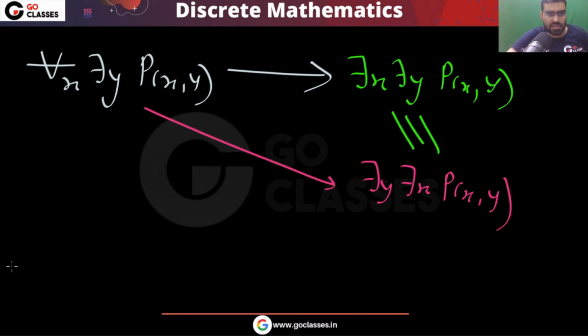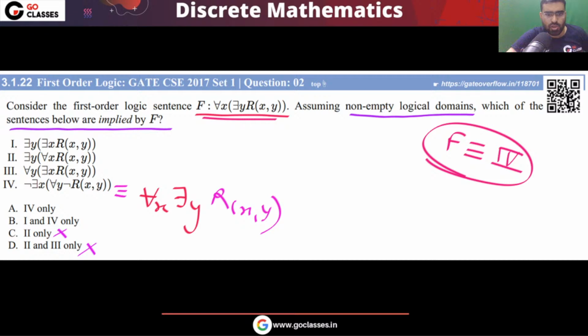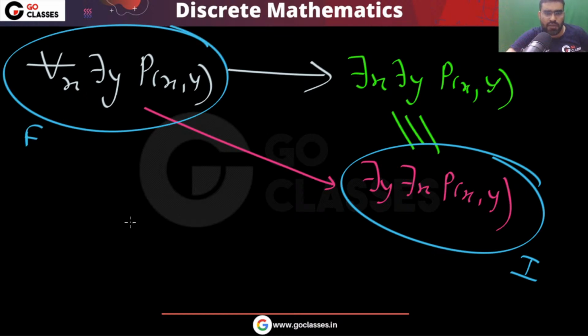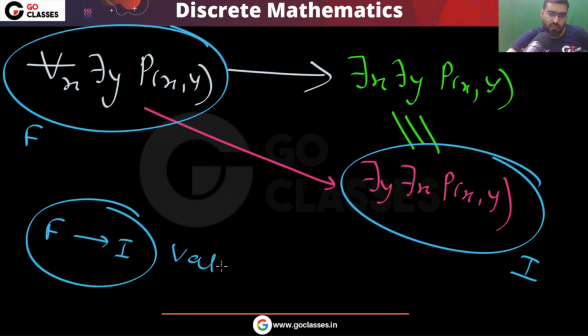This is your option. If you notice, this is your 1 and this is your F. So F implies 1 is valid. This is valid. Is this understood? Dangerous Khiladi, is this understood? Tell me. Please let me know.